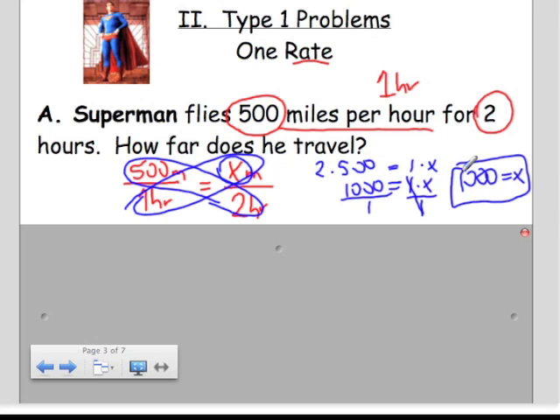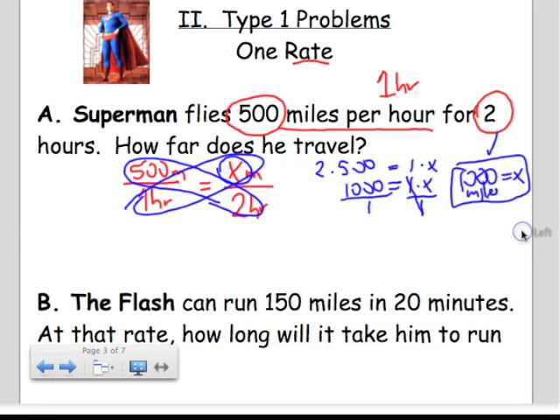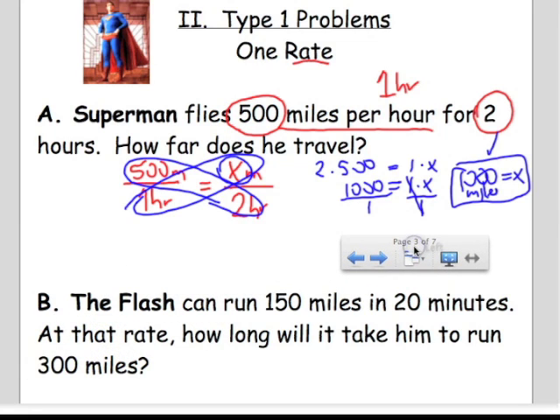In 2 hours, he's going to go 1,000 miles. So this is a type 1 problem. I'd like you to try. Stop the video here. Please write a proportion for this problem that says the Flash can run 150 miles in 20 minutes. At that rate, how long will it take him to run 300 miles? Press play after you've written your proportion and solved it to check your own answer.